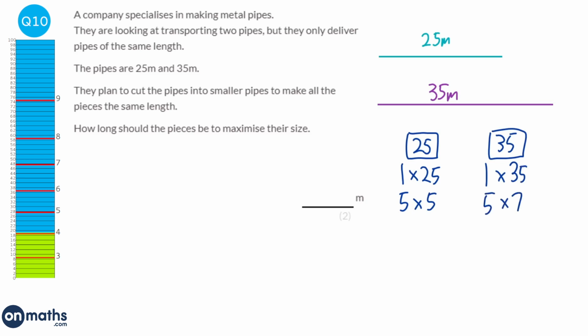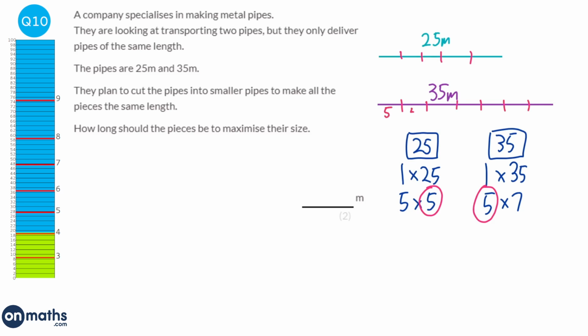And the highest common factor is the highest number in both lists, so it's 5. So what we can do is cut all of these pipes into 5 meter pipes. So 1, 2, 3, 4, not to scale, and then 7 of these, so 1, 2, 3, 4, 5, 6, and 7, so there's 7 in total.